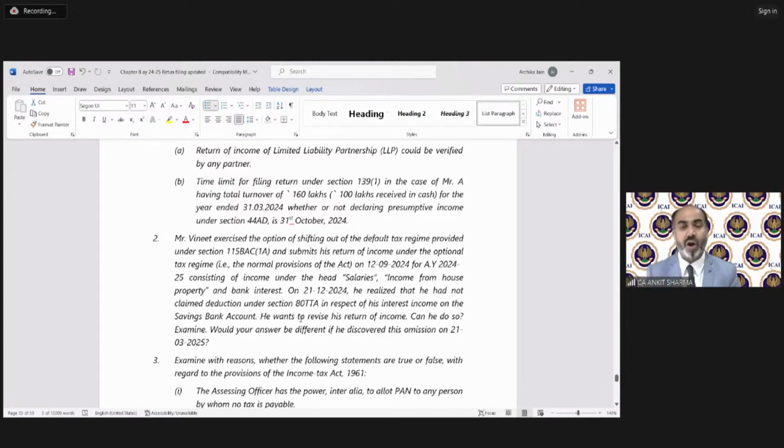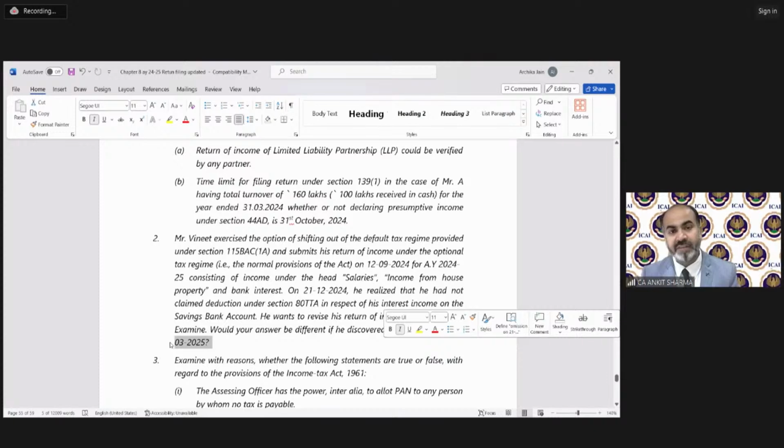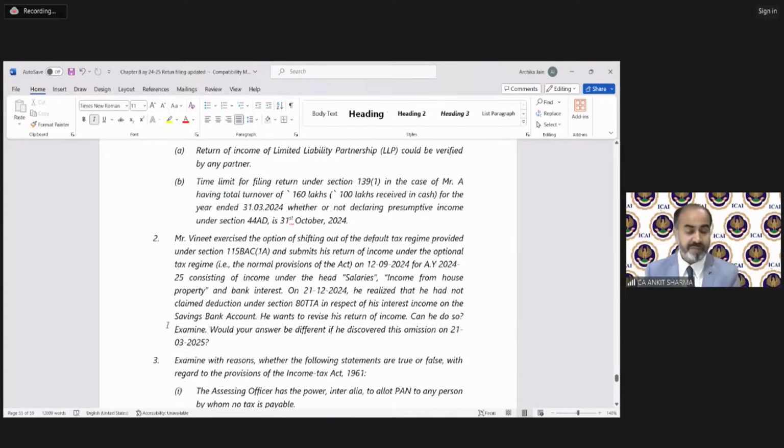Yes. On 21st December 2024, if he realized that he did not claim it, then he can revise his return. If he has filed his return on 12th September, then he can revise it up to 31st December. But would your answer be different if he discovered this omission on 21st March 25? Yes. If he discovered this omission on 21st March 25, then he cannot revise his return; he can file an updated return, because a revised return is possible only up to 31st December 2024.